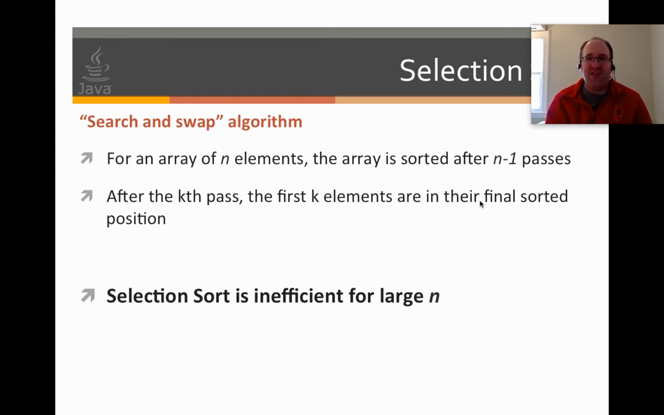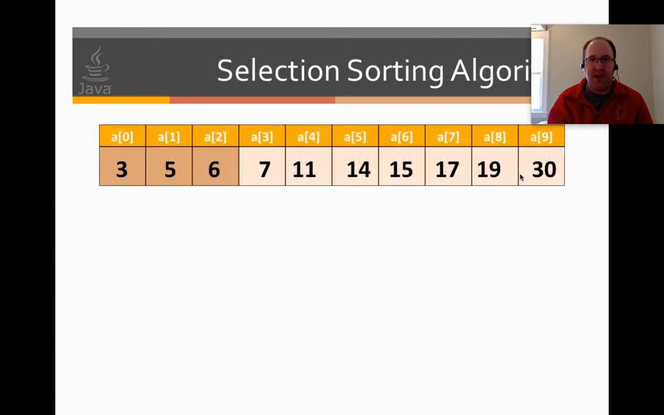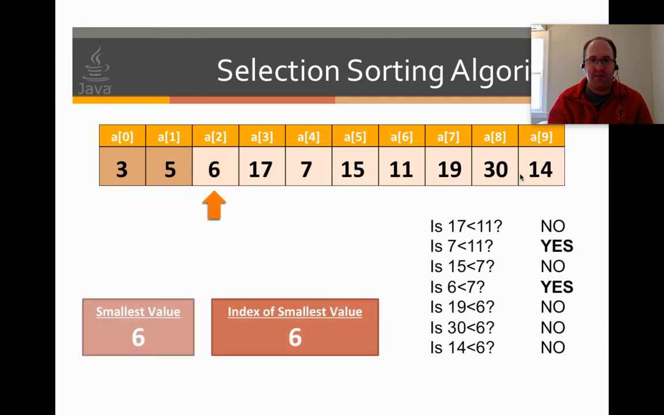Selection sort is not very efficient. For a very large number, it's not efficient for a couple of reasons. First, it's for the n minus 1 passes. Secondly, the other thing we care about is the number of comparisons that have to happen. If I back up here for a second, I'm going to put all of these back.